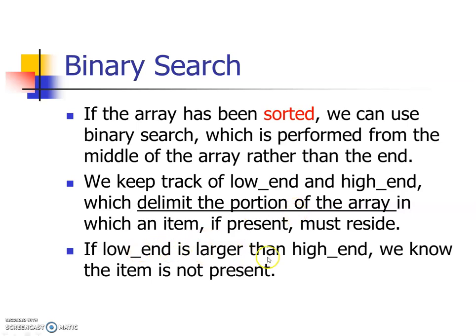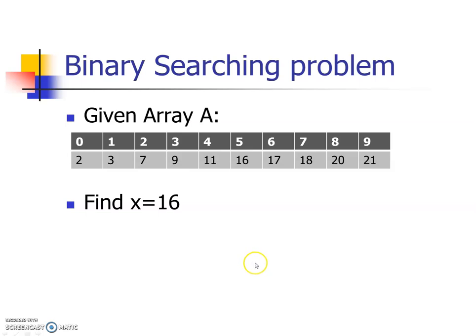If low end is larger than high end, we know the item is not there. This gives us a special scenario indicating that if the element is not there, we have a mechanism to find it. We will have some slides or some examples to look at these indications. So let's take a look at an example.